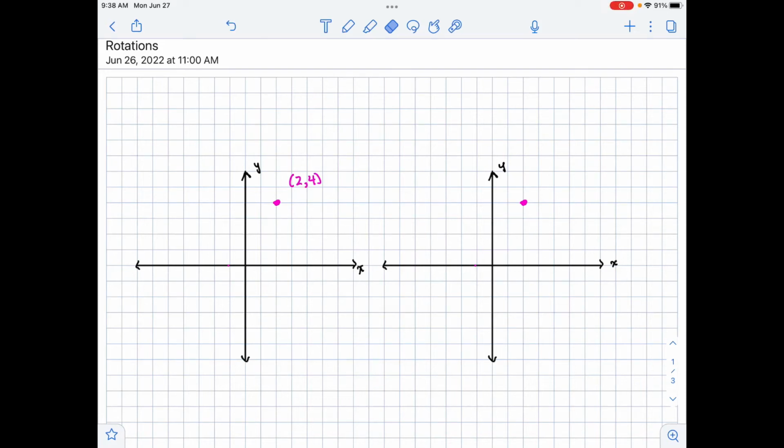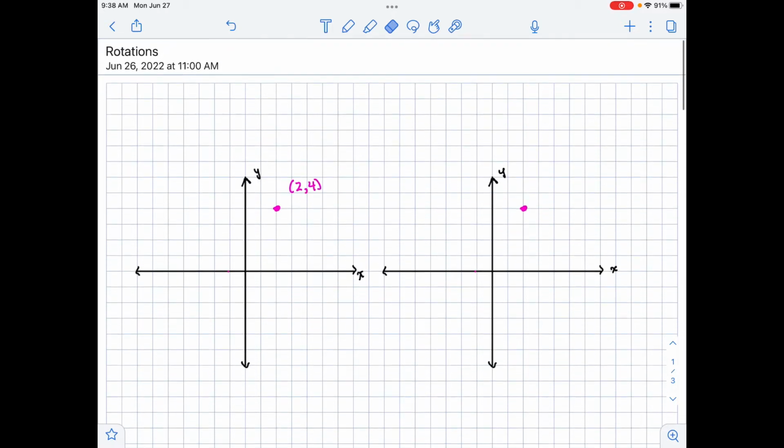The next transformation that we're going to look at is the rotation. And I feel like I just want to show you an example and define the terms as we go along. Let's suppose we've got a point here. This point 2, 4 right here. And let's suppose I want to rotate that counterclockwise. So let's suppose we want a 90-degree counterclockwise rotation.